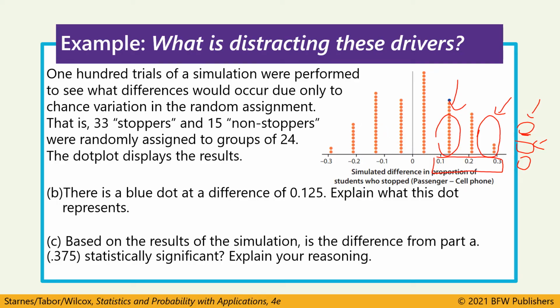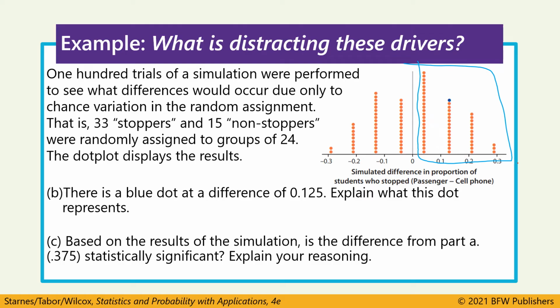So looking at this simulation dot plot here, this is showing 100 trials. If we write all that information on those index cards, split them into two groups, and do it 100 different times, these are the differences that we get. Anything to the right of this gray line here are situations where the passenger group ended up with a higher proportion. Anything to the left over here is when the passenger group had a lower proportion. Right in the middle, we have 0, because this is simulating a situation where there is no difference in those proportions. All of the differences we see are just because of chance variation.